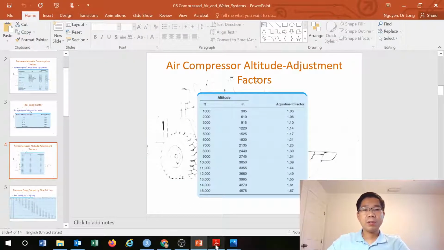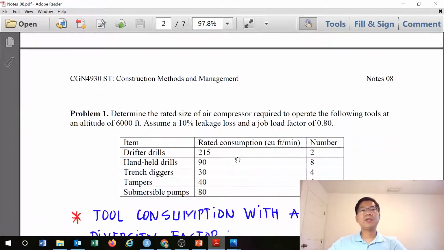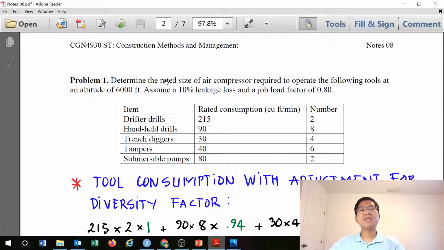With that, let's go back to the problem. Problem 1: we apply that to determine the quantity of compressed air for this application. Determine the rated size of the air compressor required to operate the following tools at an altitude of 6,000 feet. Assume 10% leakage loss and a chop load factor of 0.8. This is across the time of the equipment, drill, shotcrete gun, paint sprayer, all used at different times, so we need a chop load factor. The diversity factor applies to the same time with multiple quantities.